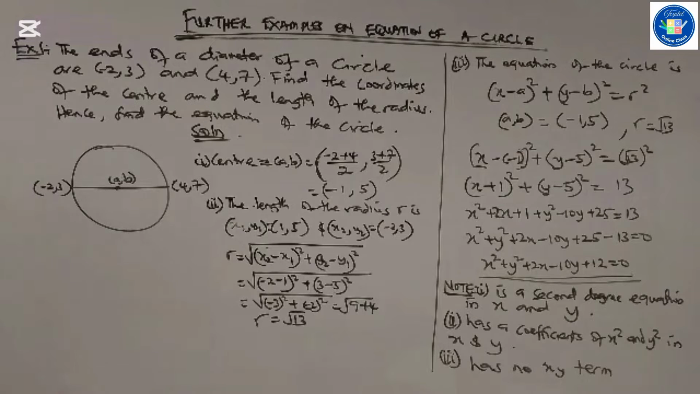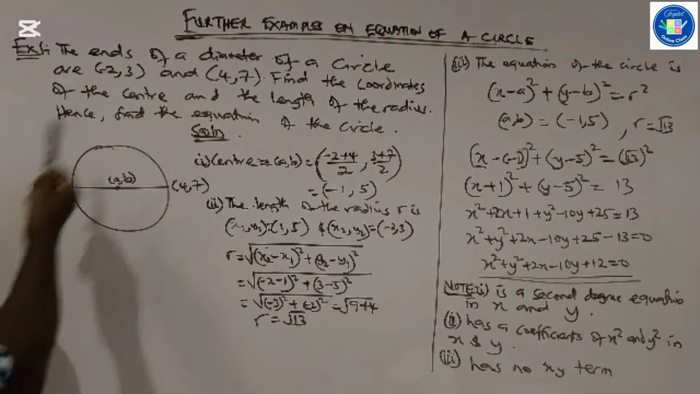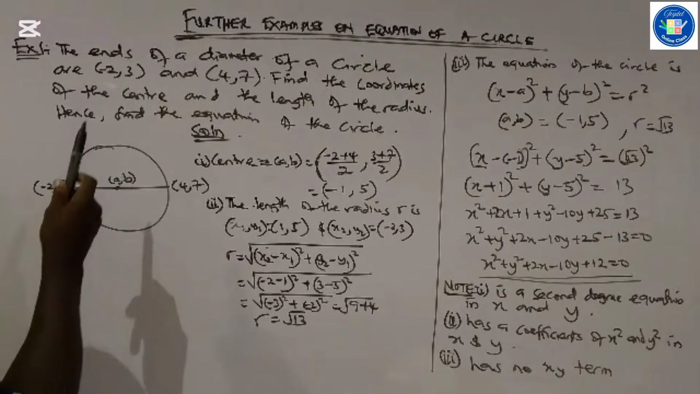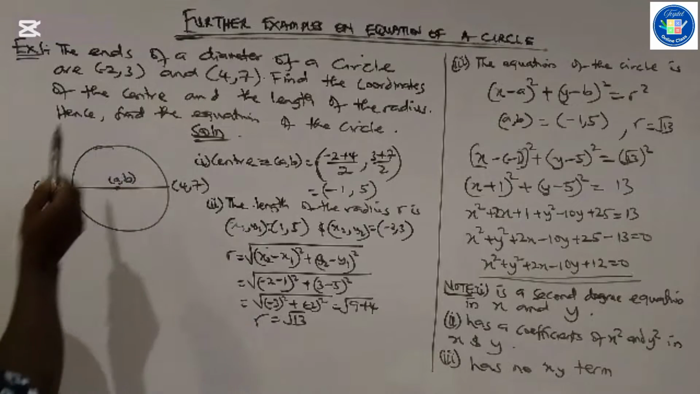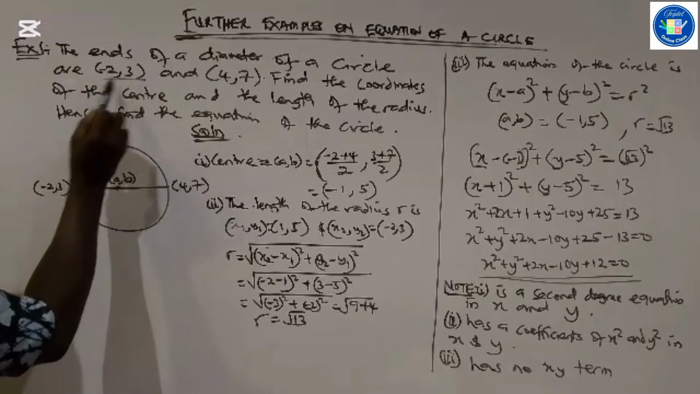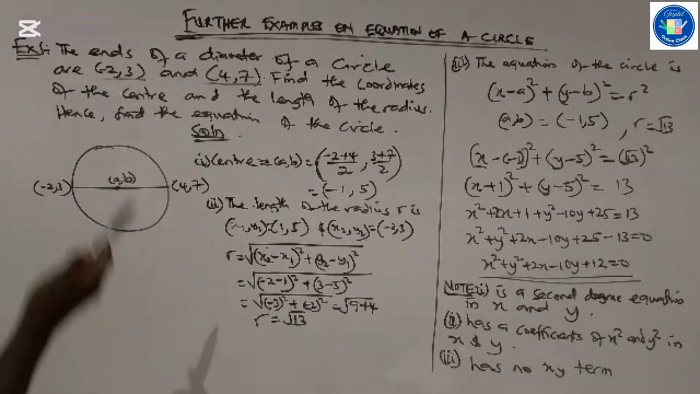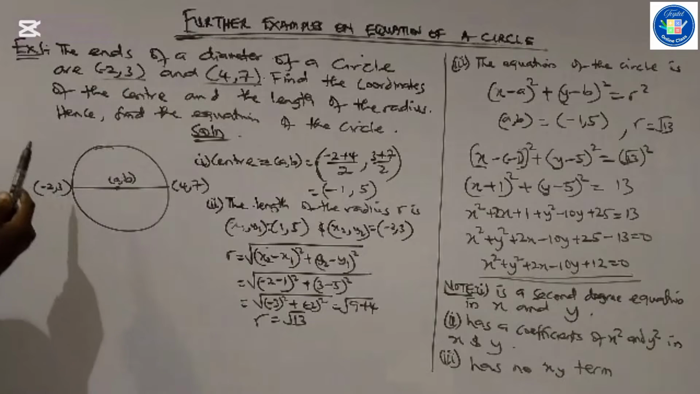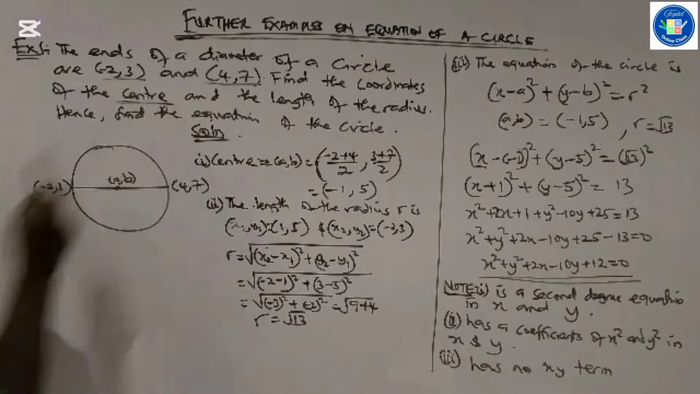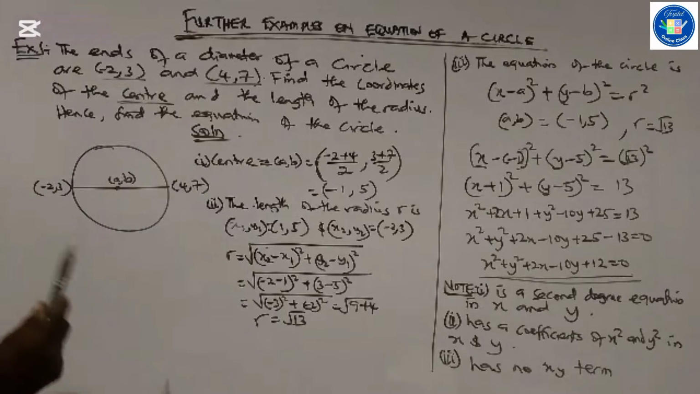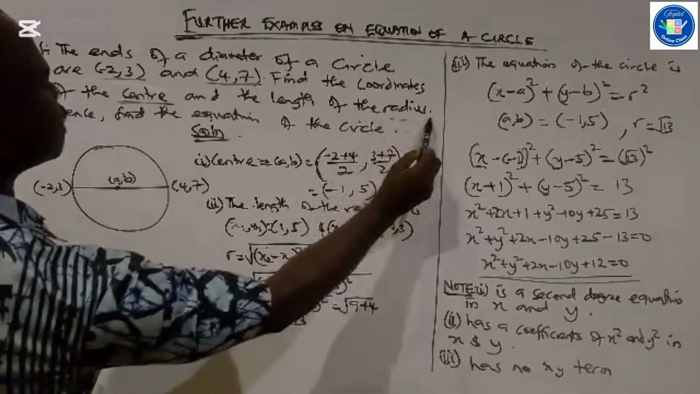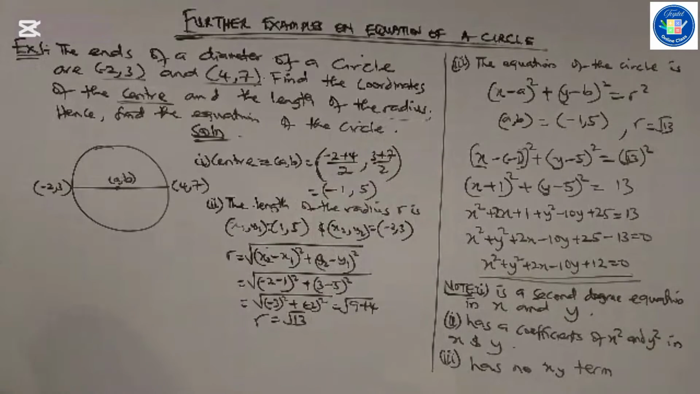Let's take this first example, example 1. It says that the ends of a diameter of a circle are (-2, 3) and (4, 7). The question says that we should find the coordinates of the center of the circle and the length of the radius. Then the third question, we have to find the equation of the circle.